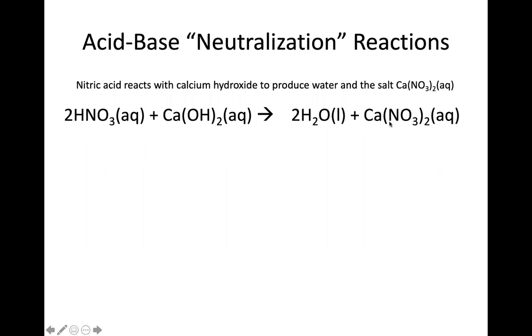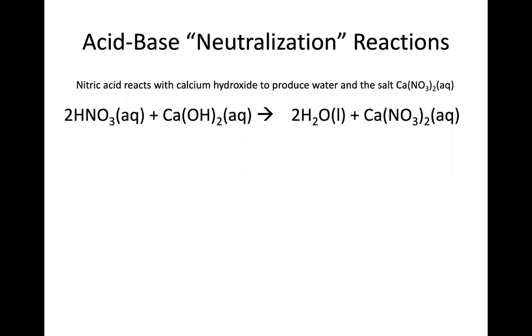I see that I have 1 calcium. Okay, let me keep 1 calcium hydroxide, and then I finish it off by putting in how many waters there are. That would be my strategy for balancing this. This points out that I have 2 of the nitric acids for every 1 of the calcium hydroxides.